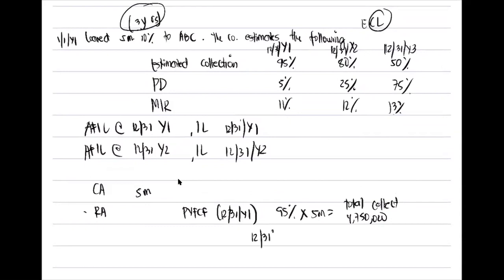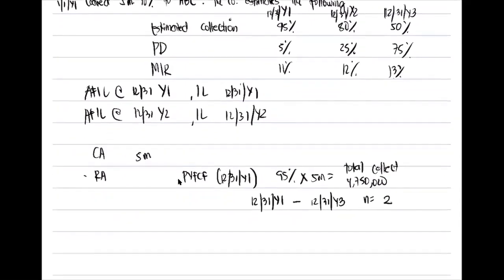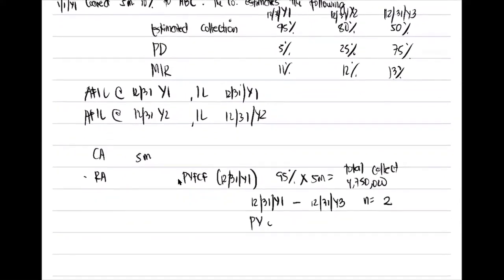If we are estimating as of December 31, year 1, after 2 years, that is year 1, year 2, year 3, December 31, year 3. Ano ang ating N? Ang N natin ay 2. So how we will compute this? We use PV of 1. N is equal to 2.